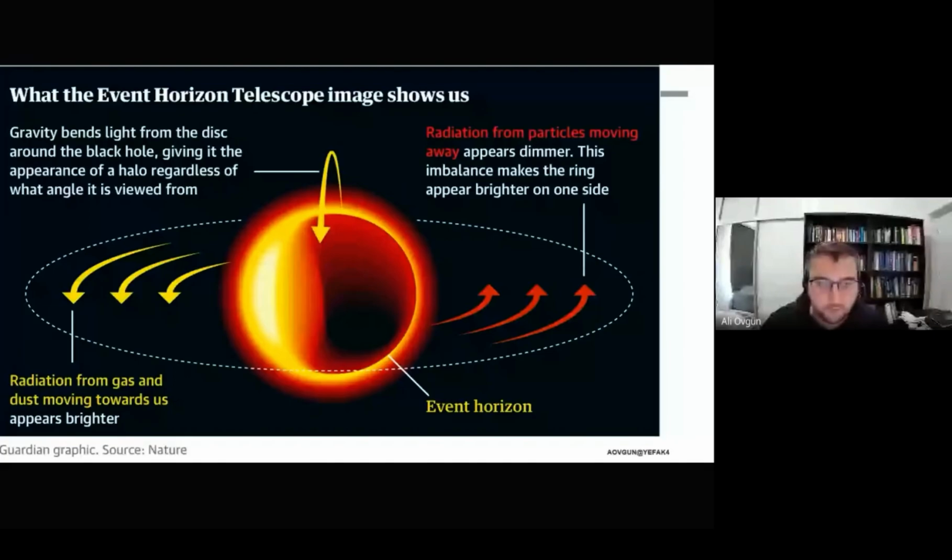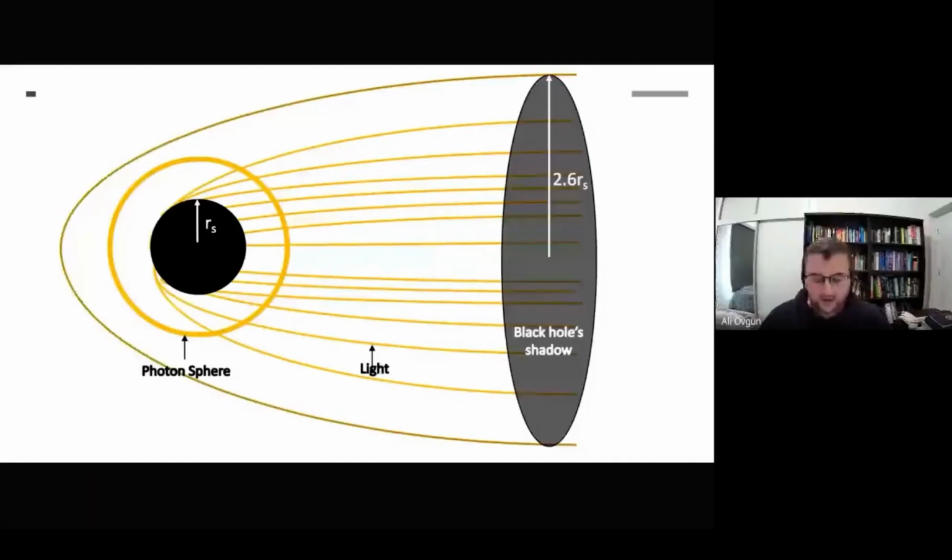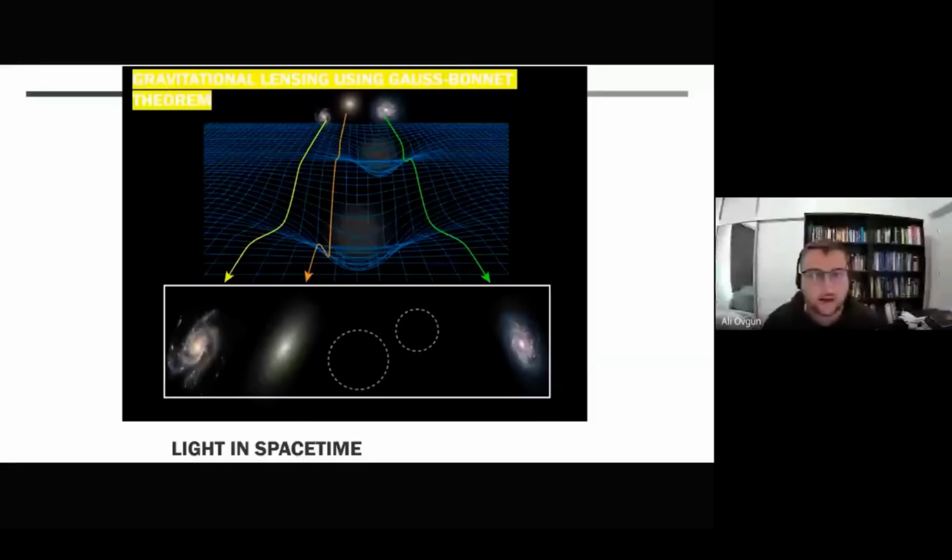And here you can see the photon sphere and also the black hole shadow radius. And another important tool is, this is only an introduction, I am going fast. Let's look at gravitational lensing using the Gauss-Bonnet theorem. Gravitational lensing is a powerful tool that directly probes all clustering components in the universe through their gravitational effects on light from background sources.